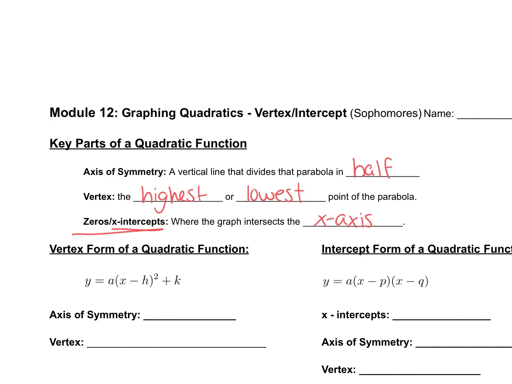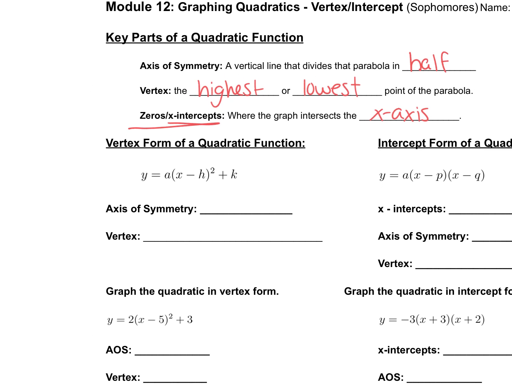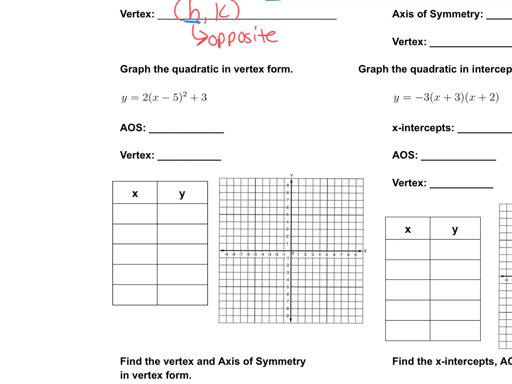So starting first in vertex form, we can get our vertex straight from the equation. It is going to be (h, k), where h is the opposite of what is in the equation. So remembering that the vertex always goes through the axis of symmetry, our axis of symmetry would be at x equals h. So if I want to graph in vertex form, we can get our axis of symmetry will be at x equals, I need the opposite here, so that's going to be at positive 5. And then the vertex would be at (5, 3).